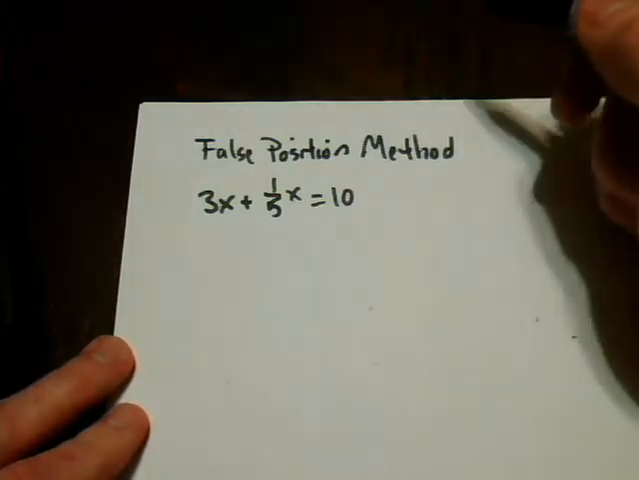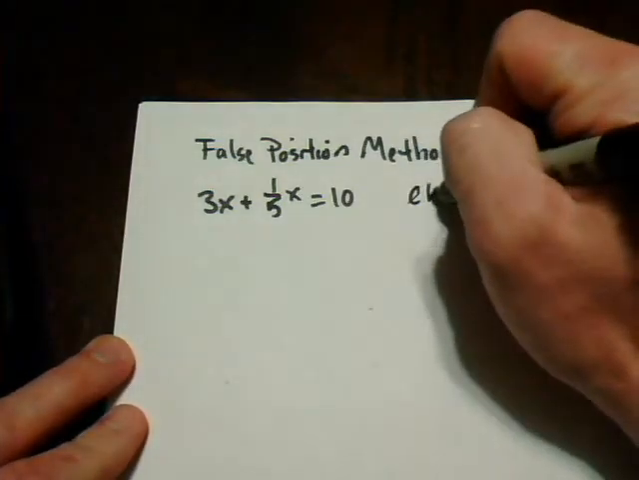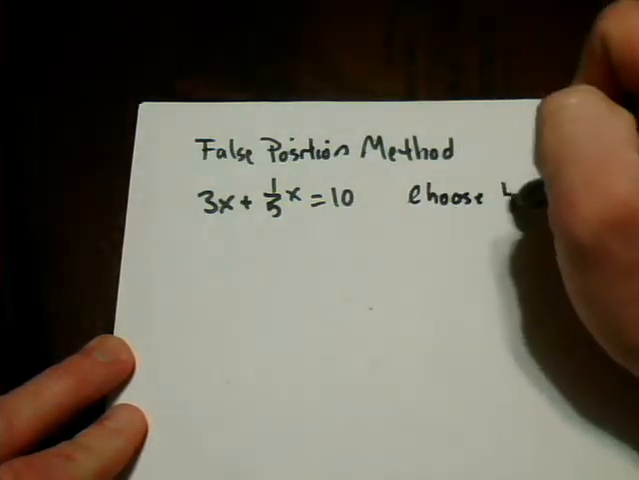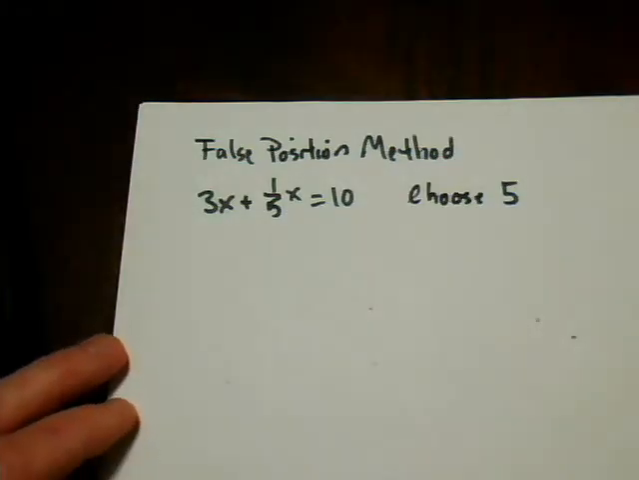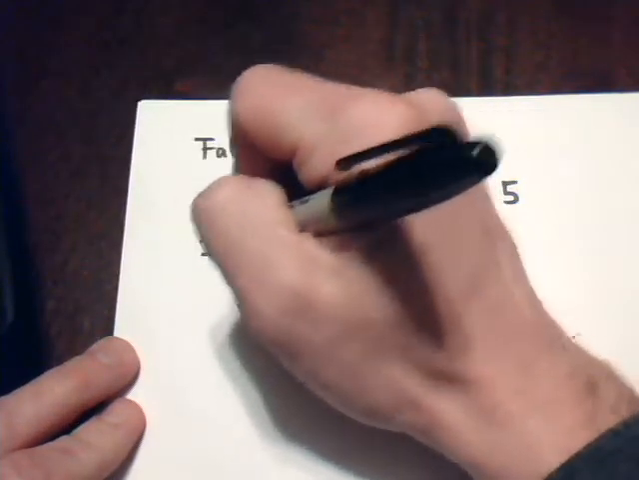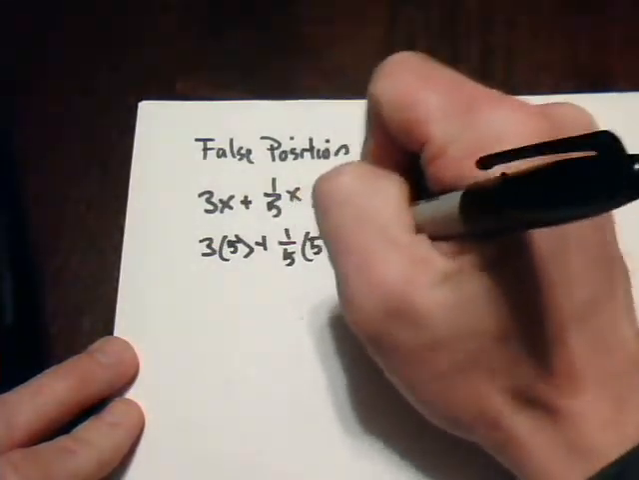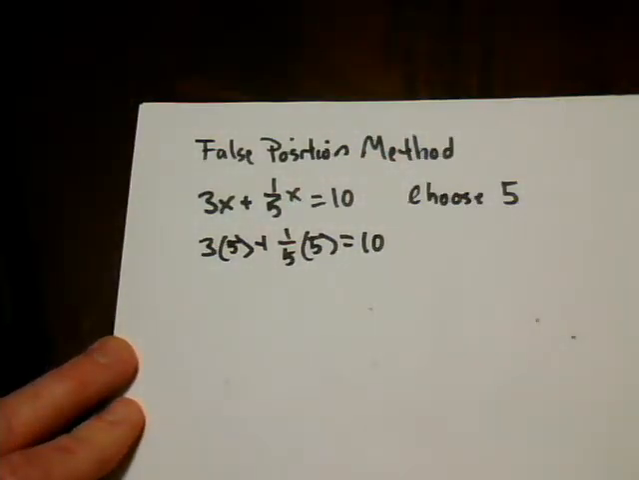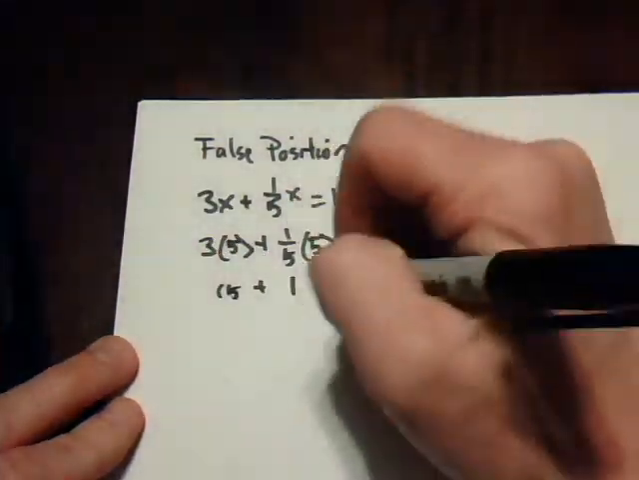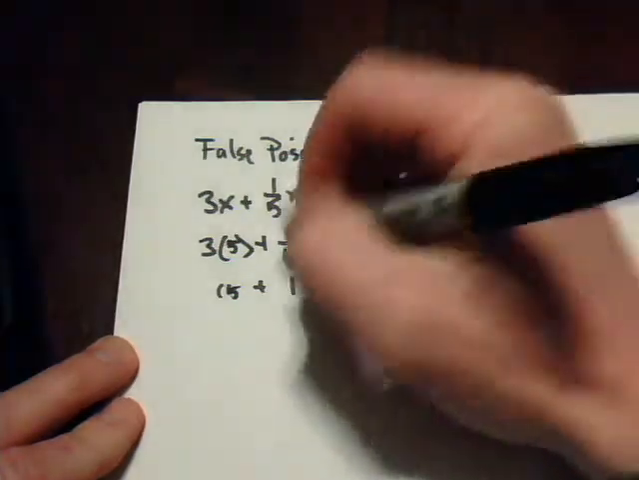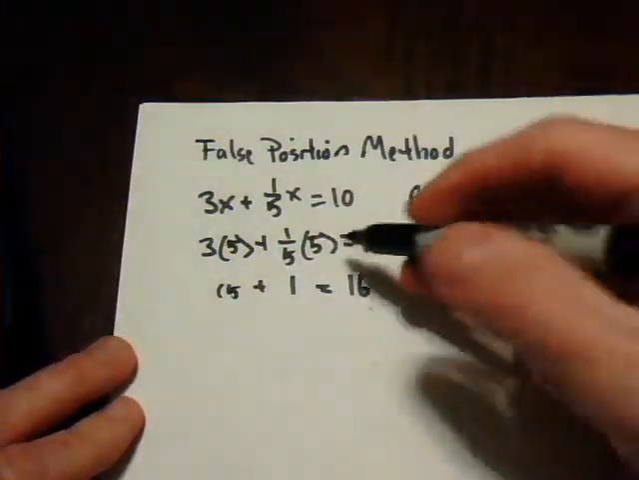Basically, what they did was they chose a number. It could be 1, it could be 2, it could be 7 million. I am going to choose 5, because if you put a 5 in here, that breaks down pretty easy. It gets rid of the fraction. So 3 times 5 plus 1 over 5 times 5 equals 10 is 15 plus, ooh, that's a 1. We won't look at this right now, but we'll say 15 plus 1 equals 16.